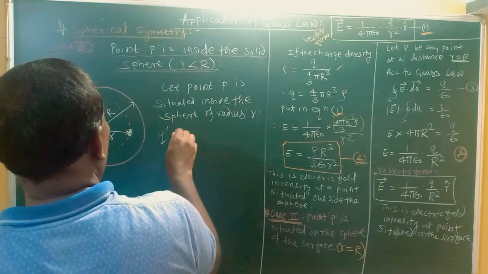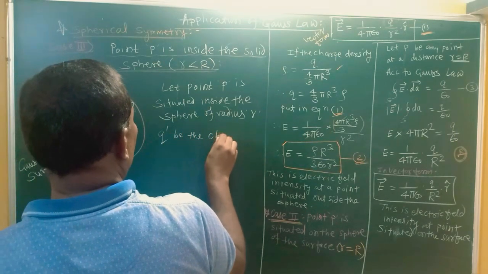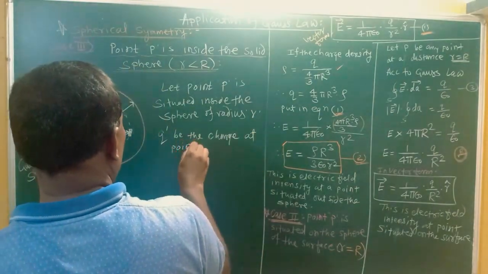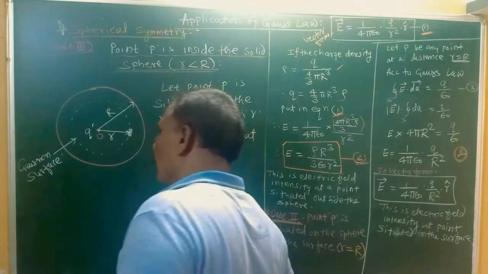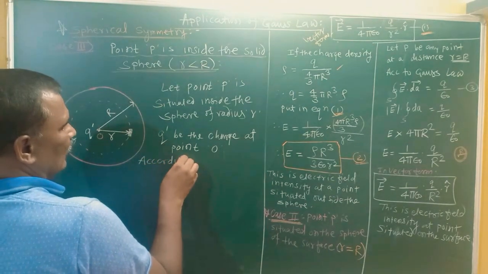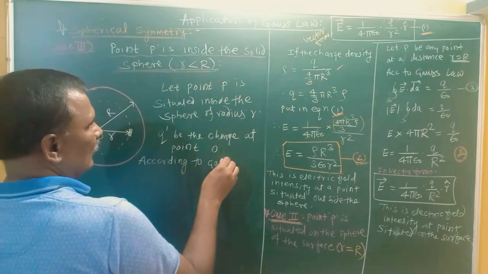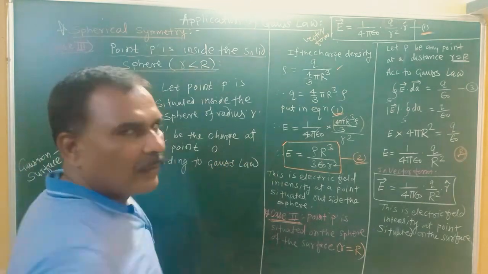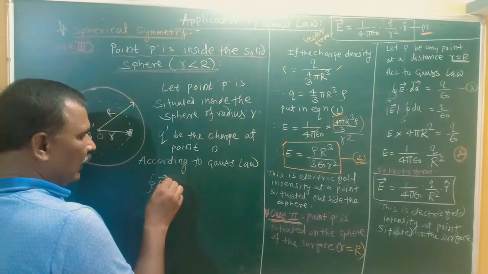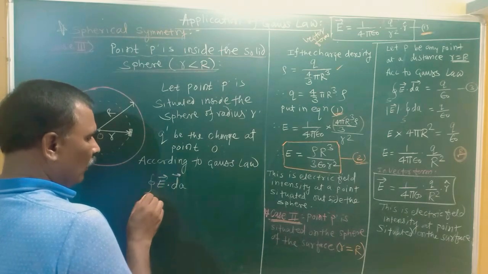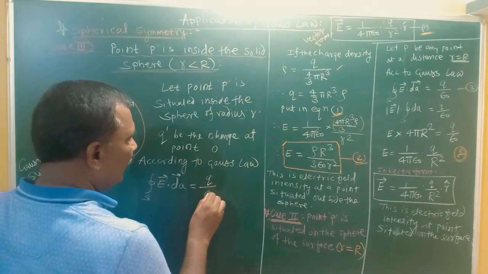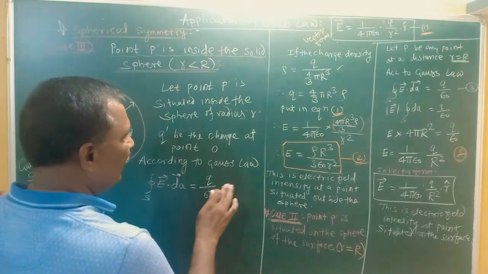Q dash be the charge at point O. According to Gauss law, what is the statement of Gauss law? The surface integration of E bar dot dA bar over the surface S is equal to Q upon epsilon naught. This is the first equation we have to consider.